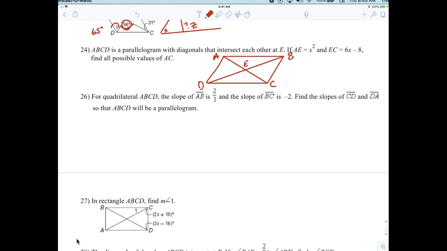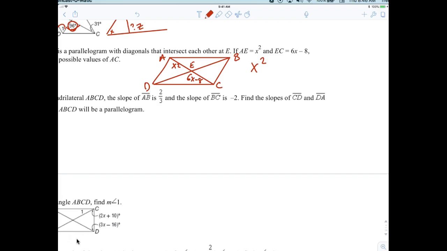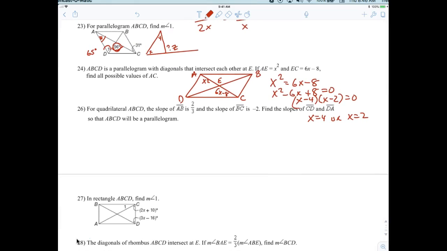Yes. So then AE is x squared, and EC is 6x minus 8. So what's true about AE and EC? They're equal, good. So this is a good little review of algebra. x squared minus 6x plus 8 equals 0, factoring: (x minus 4)(x minus 2) equals 0, so x could equal 4, or x could equal what? In the back, it's like 8 or 32. Because they want to find all the possible values of what?